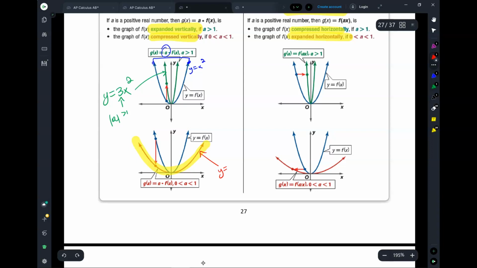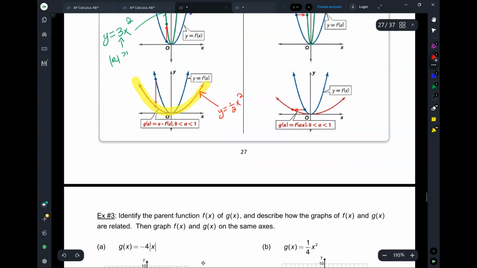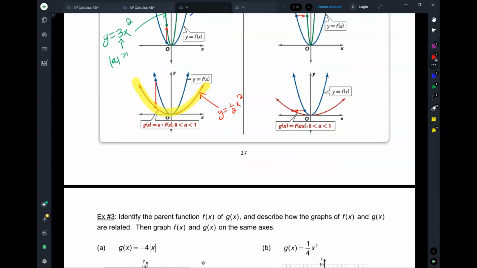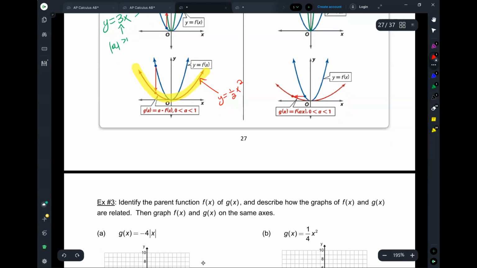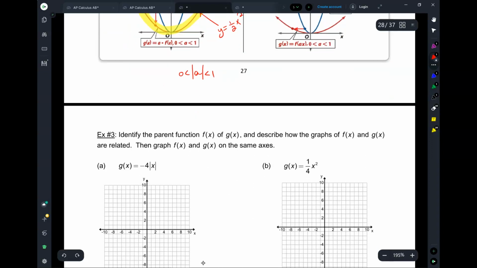Here, it's more like y equals half x squared. It's a fraction between 0 and 1. So this one has to be between 0 and 1. So not less than, like it can't be negative 3. The absolute value of a is between 0 and 1. Okay, so let's graph a couple.